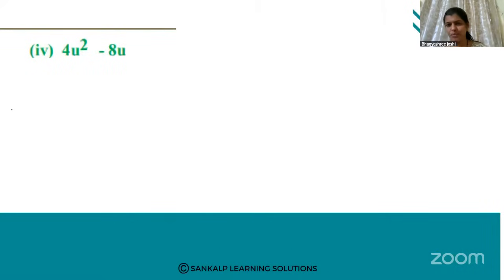So next problem. This is also from the exercise. I have taken all the problems that are in your exercise, so note this down. The problem is 4u square minus 8u, right? Yes, dear students, this is also a quadratic polynomial. Why? Because here the highest degree, the maximum power, is 2. So this is also a quadratic polynomial.